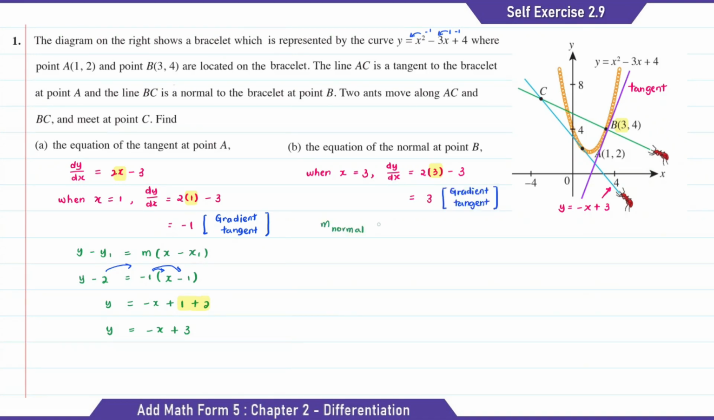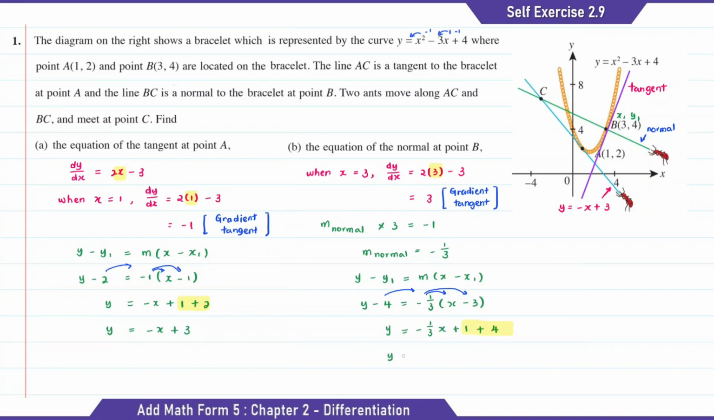Then, the gradient of the normal multiplied by the gradient of the tangent, which is 3, gives negative 1. Then the gradient of the normal is negative 1 over 3. So here, let the coordinate B be (x1, y1). Then y minus 4 equals negative 1/3 times (x minus 3). Then y equals negative 1/3 x plus 1 plus 4. Then the equation of the normal will be y equals negative 1/3 x plus 5.